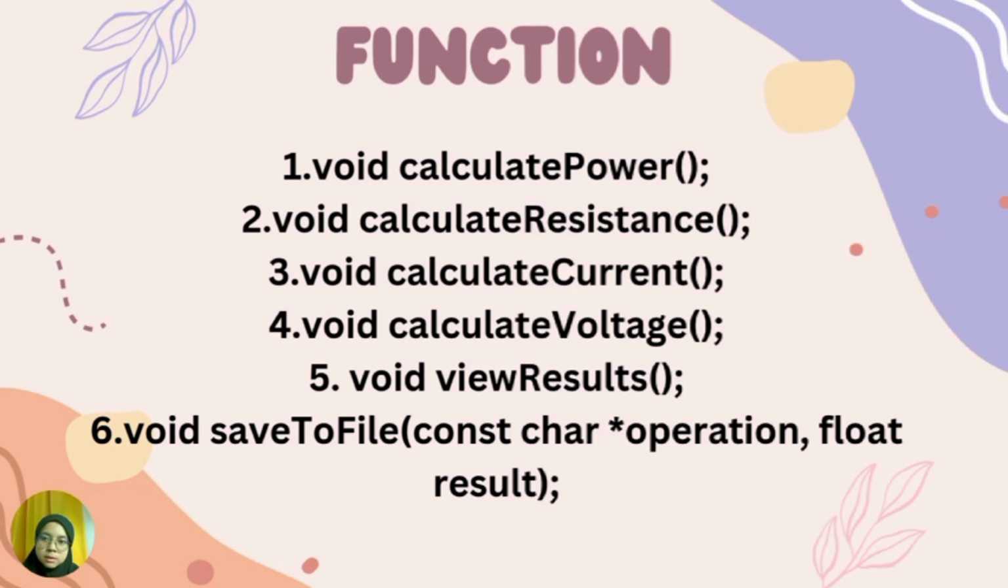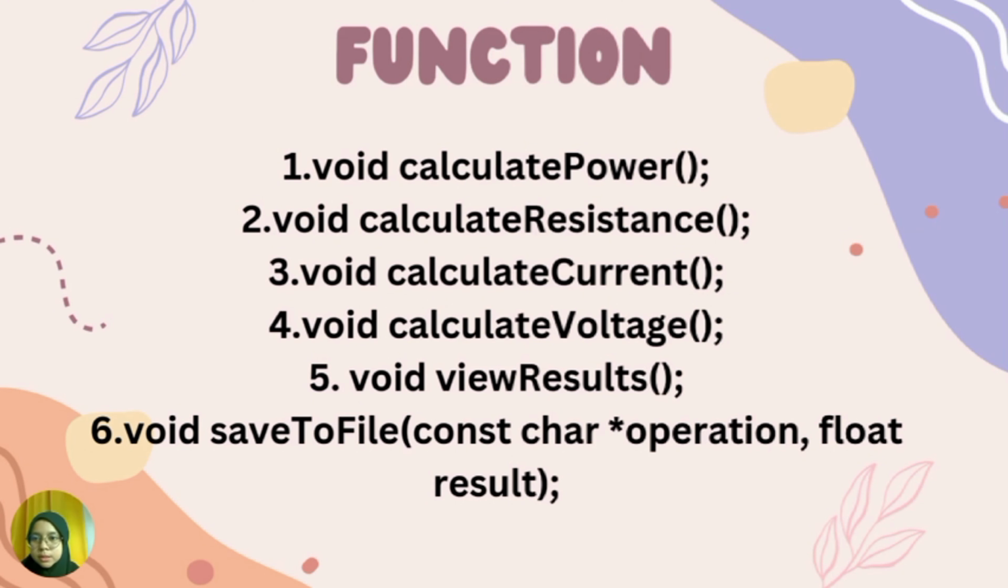Next, calculate resistance. Similar to calculate power, this function will take voltage and current as input, calculate the resistance, display it, and log the result into the file. Next, calculate current. Basically just the same, it will ask for input from the user, compute the current, display it, and save the result. Next is calculate voltage. This function also calculates the voltage, presents the value to the user, and logs the calculated result.